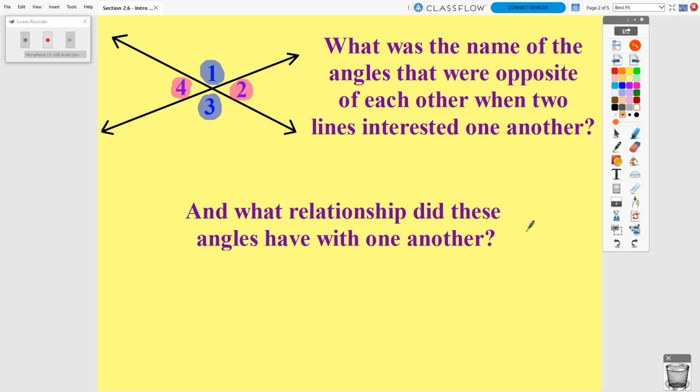All right, so first off, what was the name of the angles that were opposite of each other when two lines intersected one another, like angles 1 and 3 or angles 2 and 4? This was something that we talked about last chapter. They were called vertical angles.